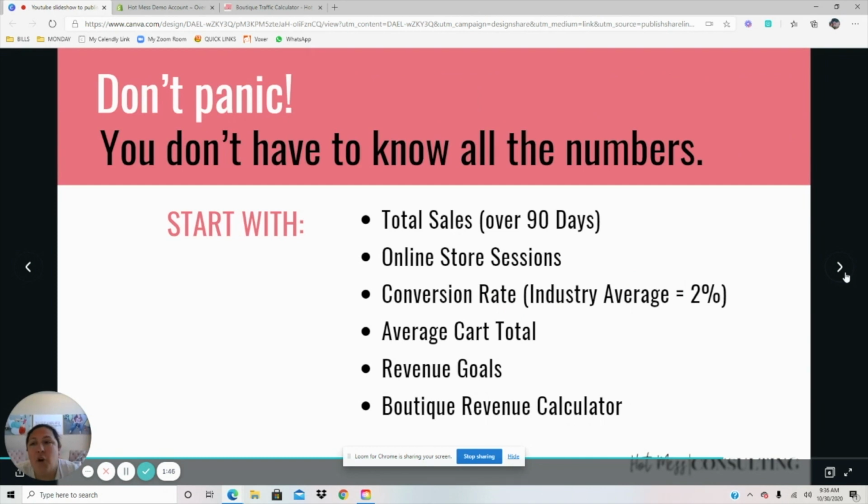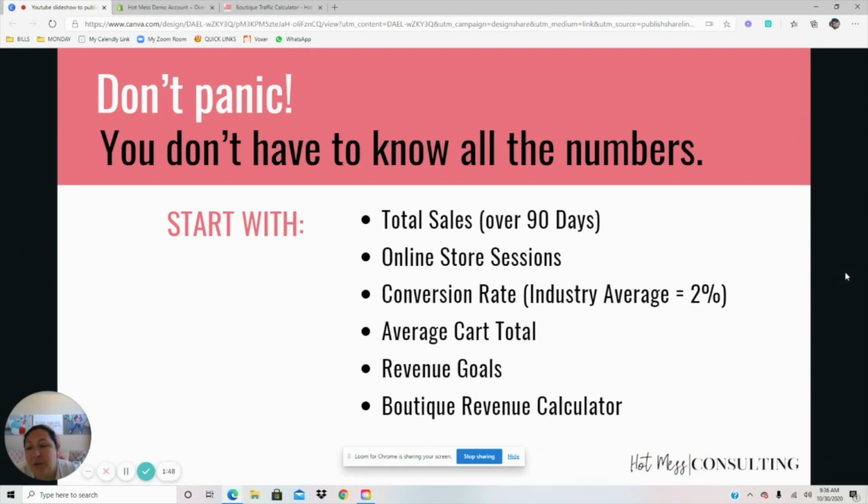So the important thing to know is that you do not need to panic. You don't need to understand all of your data, at least not right now. So anyway, what I recommend you start with, if you don't do anything else, is these points.